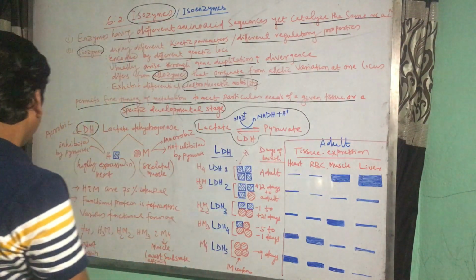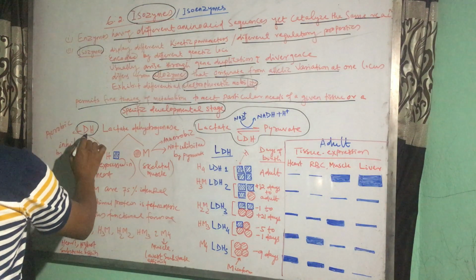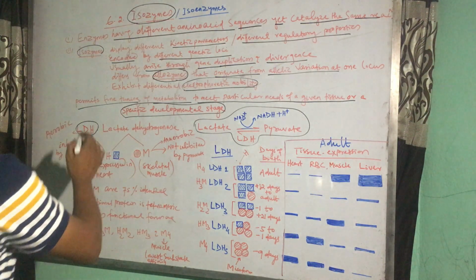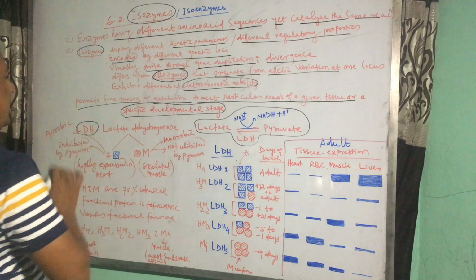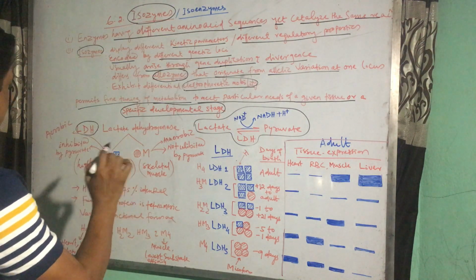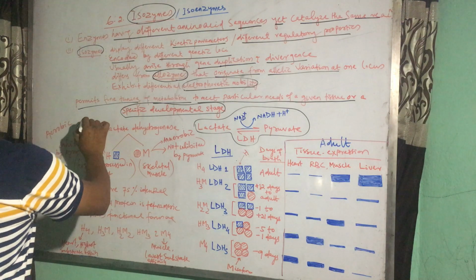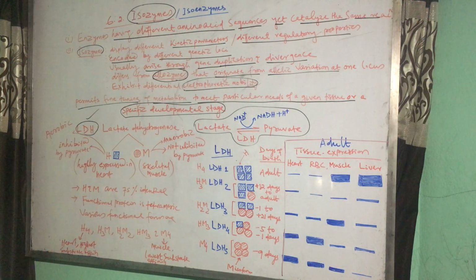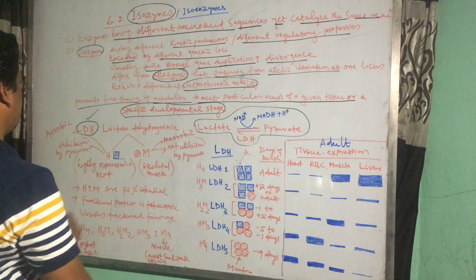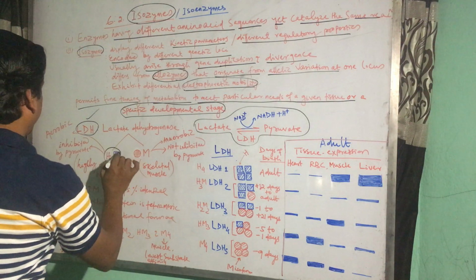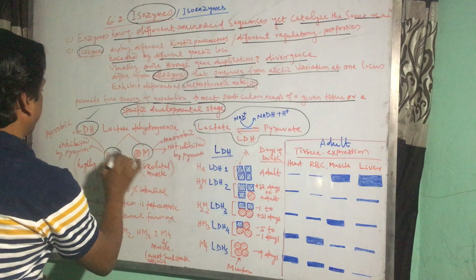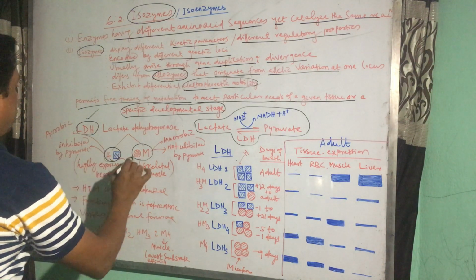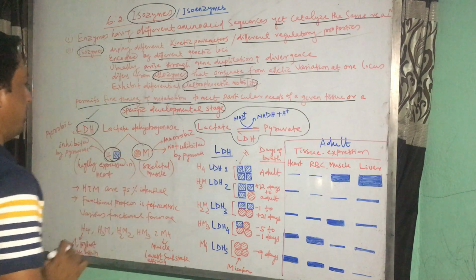In humans or in vertebrates, there are 5 different isoforms of this enzyme. Actually this enzyme is a tetramer consisting of two different types of polypeptides. One type is the H type and the other is the M type polypeptide.